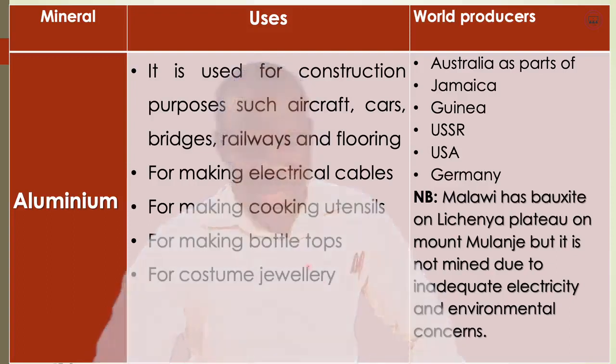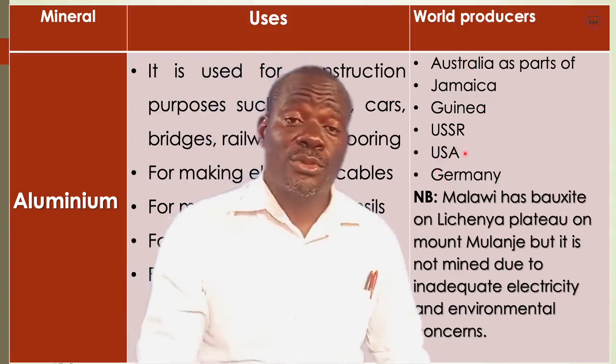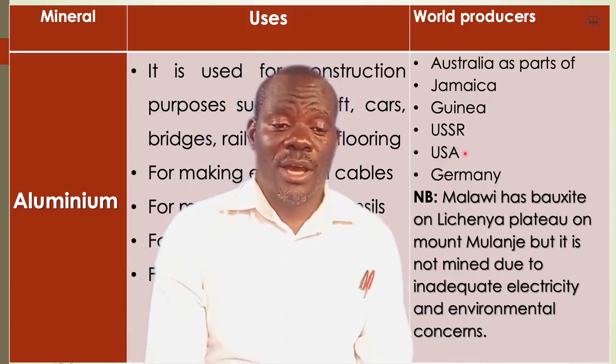So there are countries like Australia and part of Jamaica, Guinea, USSR, that is Russia, and other countries. We talk of USA, Germany. They are the countries that produce it in a larger amount.